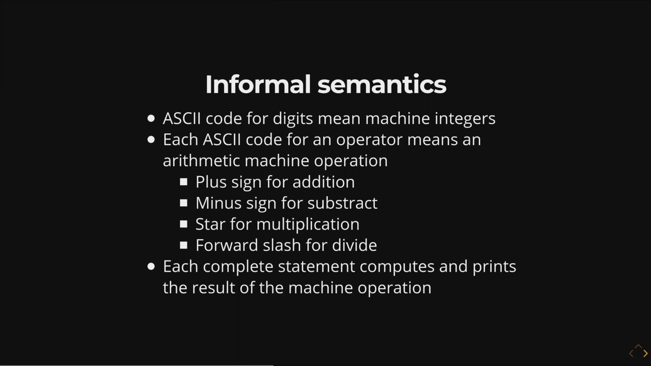Okay, so let's look at the informal semantics of the language. Syntax is like a restriction on legal inputs to that language, or legal utterances in the language. And the semantics is what that language means. So for our language, informally, the ASCII code for digits means machine integers. Remember, the ASCII code for the graphical representation of the number is not the number according to the machine. Each ASCII code for an operator corresponds to some machine operation. As somebody pointed out, it's a mapping between characters in the input and machine code, and that's very, very close. That's a kind of informal semantics of the language. And finally, each complete statement computes and prints the result of the machine operation. So that's our informal semantics.